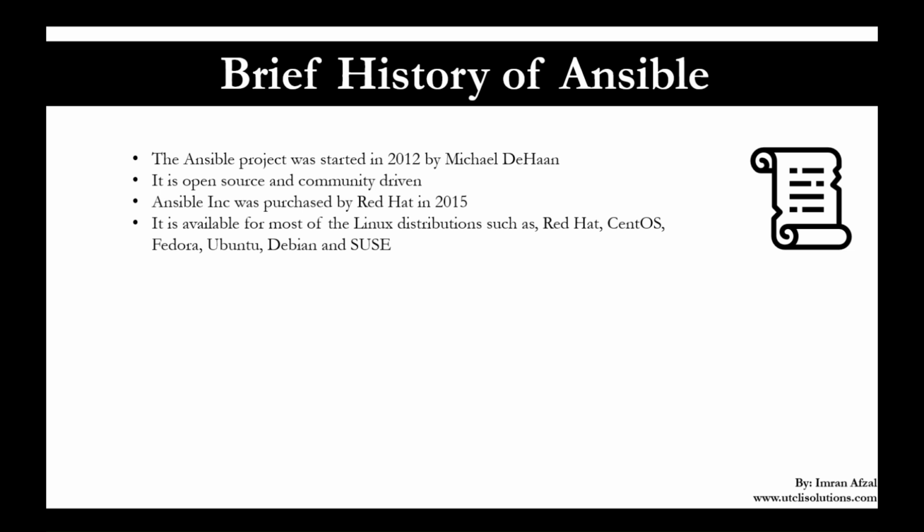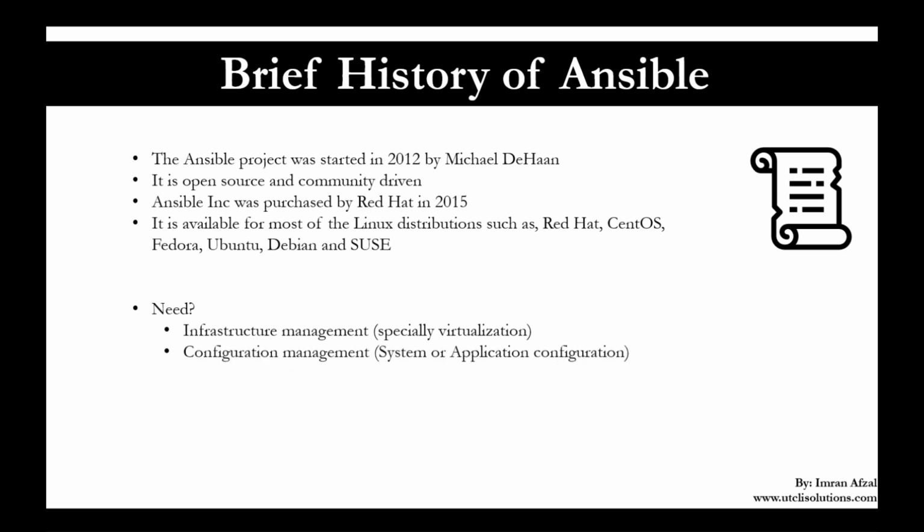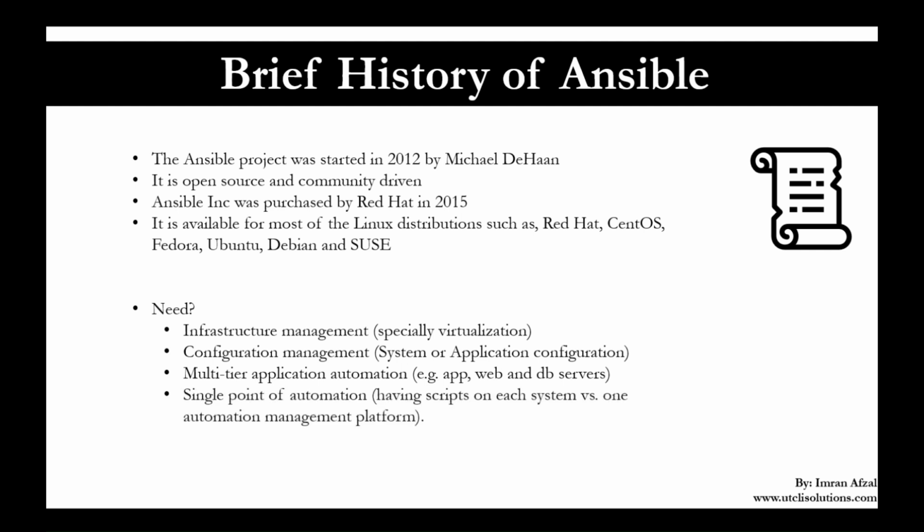All right, let's take a quick look at the need for Ansible. Once again, very fast infrastructure management, especially virtualization. When we have thousands of virtual machines and we build virtual machines in a very fast way, you don't want to build them manually. It becomes cumbersome and tedious. That's when you use Ansible. Configuration management for system and application, multi-tier application automation like orchestration. Single point of automation, meaning if you have one server with Ansible, you could change everything on that server and then push it out to the rest of the virtual machines.